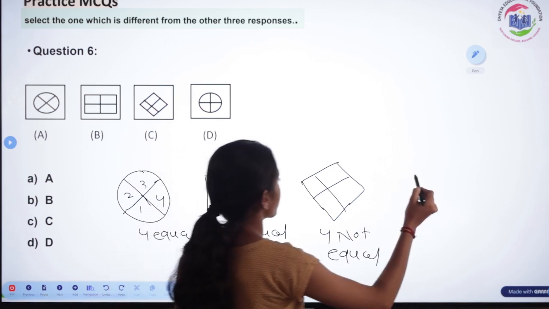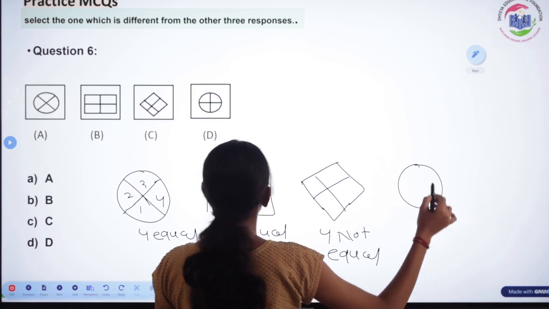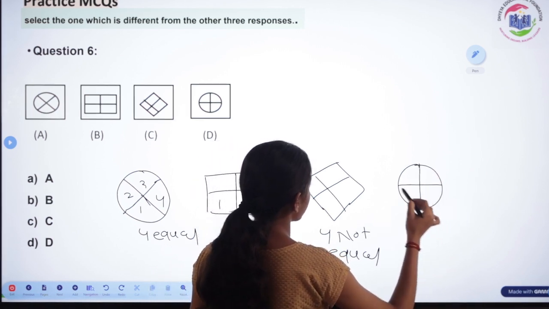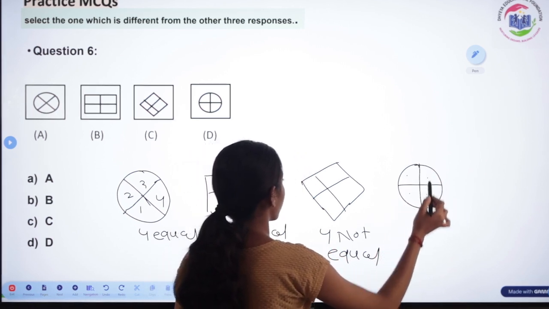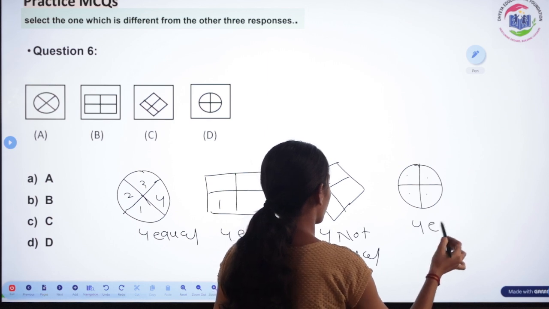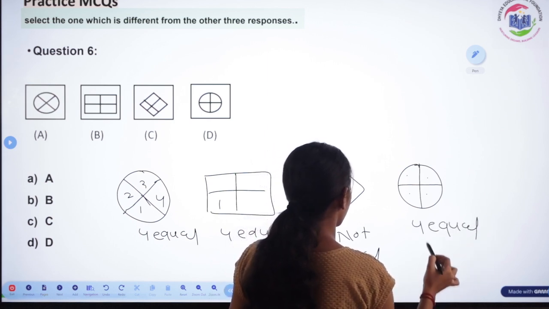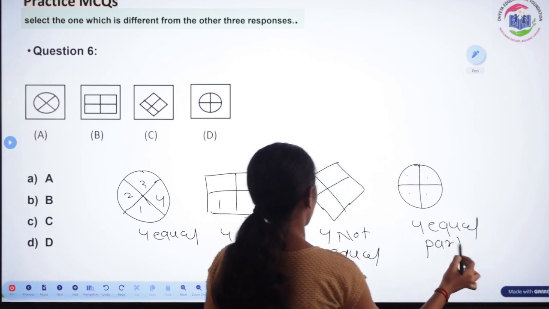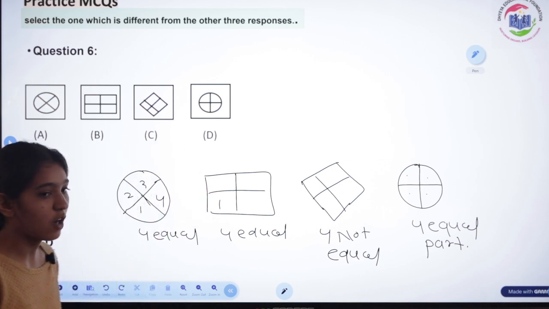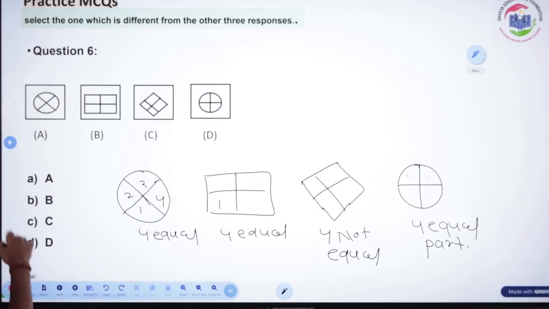If you observe option D, there is a circle, again a plus. It is also divided into 1, 2, 3, 4 equal parts. That means which one is the odd one out? Option C is the odd one out because it does not divide the shape into 4 equal parts.